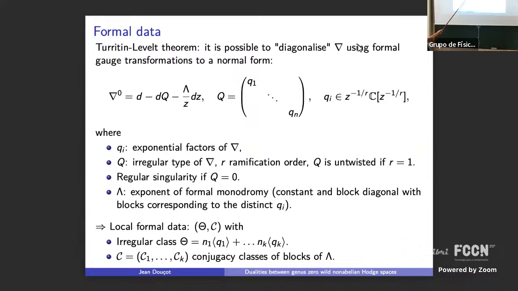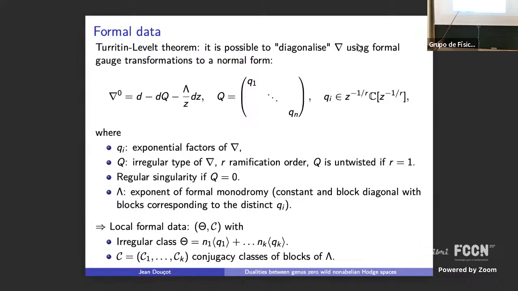If I have several exponential factors that are the same, I will have a square block in this formal monodromy corresponding to this exponential factor. And so, yeah, I can encode this formal decomposition in a slightly different way.